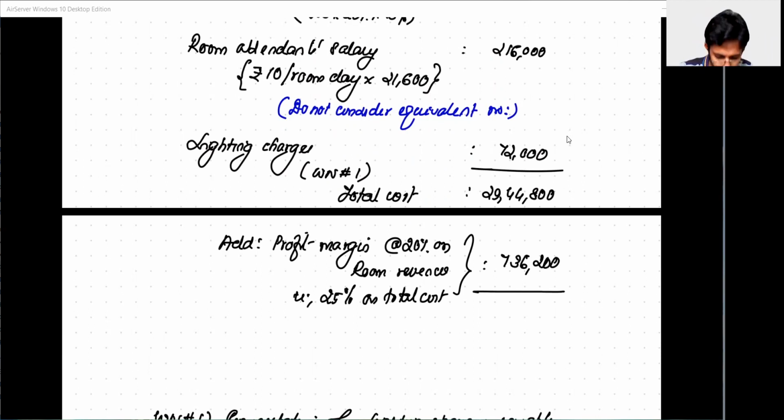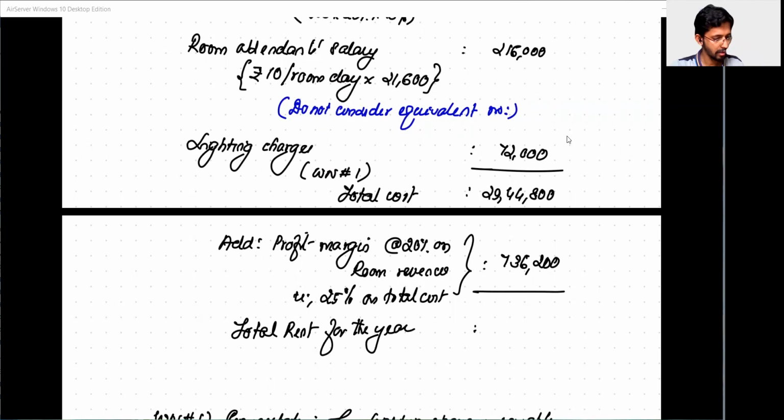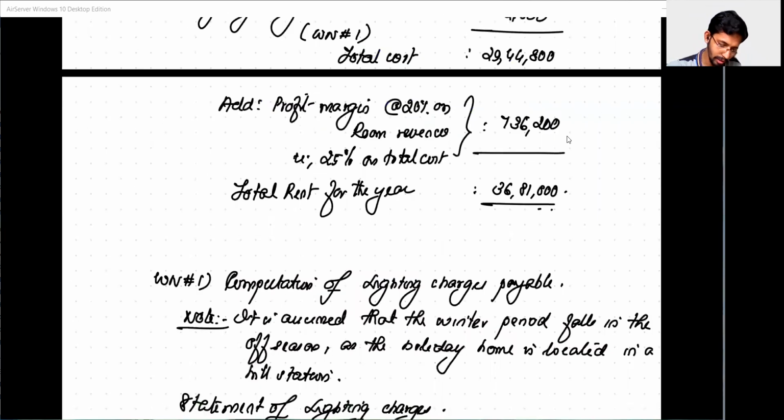So total rent for the year is 29,44,800 plus 7,36,200. You get 36,81,000 total. Okay. Now this is the total rent for the full year. Now what you have to do? You have to find out what is the room rent per day.